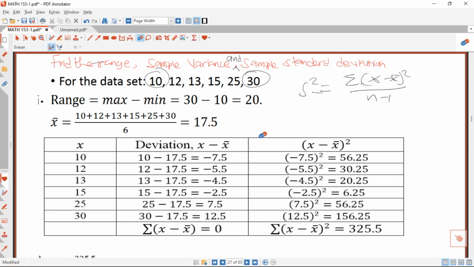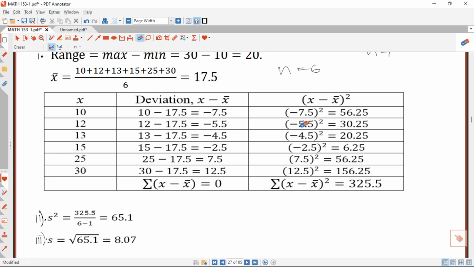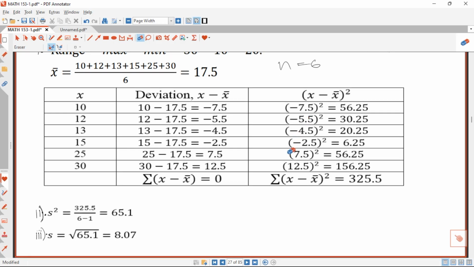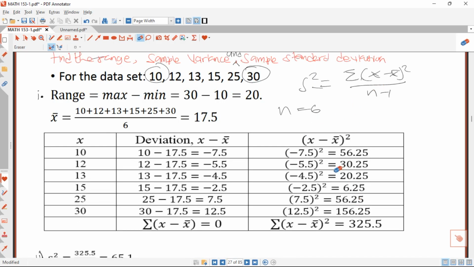So if you want our n, it is just counting them. We have 1, 2, 3, 4, 5, 6. Our n is equal to 6. So here our n is giving us 6. Once we have our mean deviation, we have the summation of (x minus x bar) all squared, and then we have our n. The work is done, right? Yes. So right now we know our formula, so we are just going to substitute it inside.